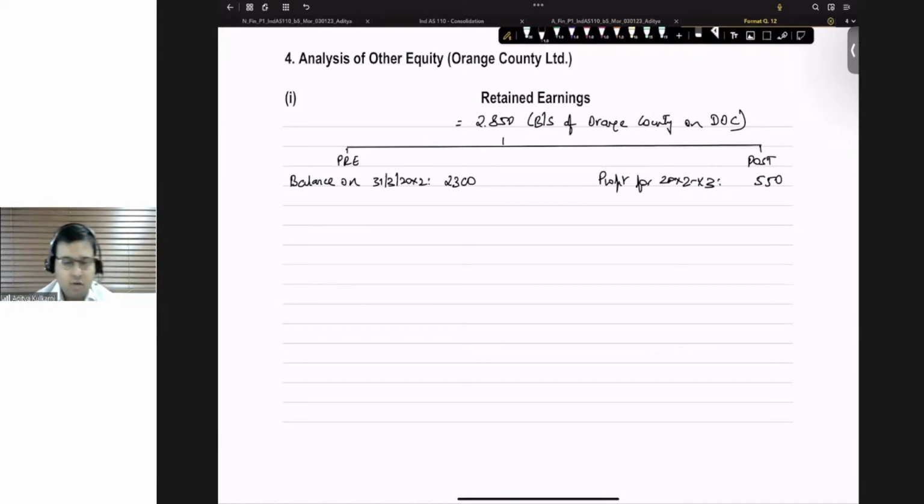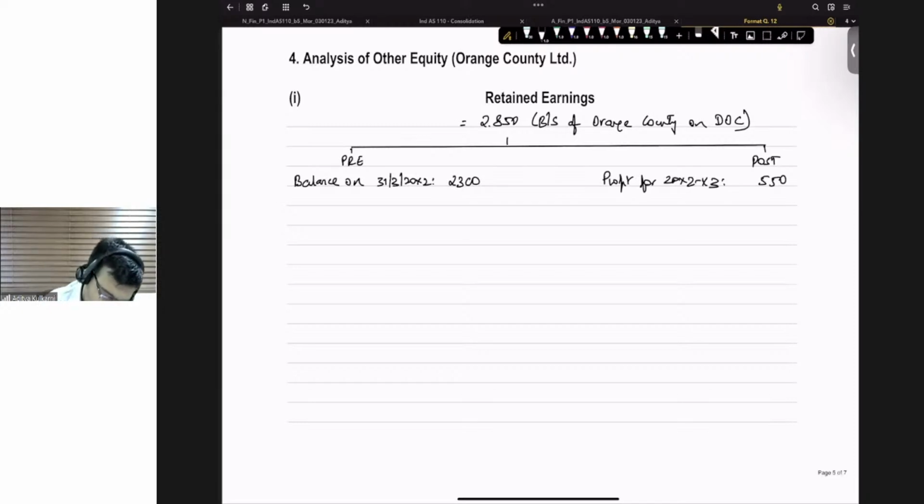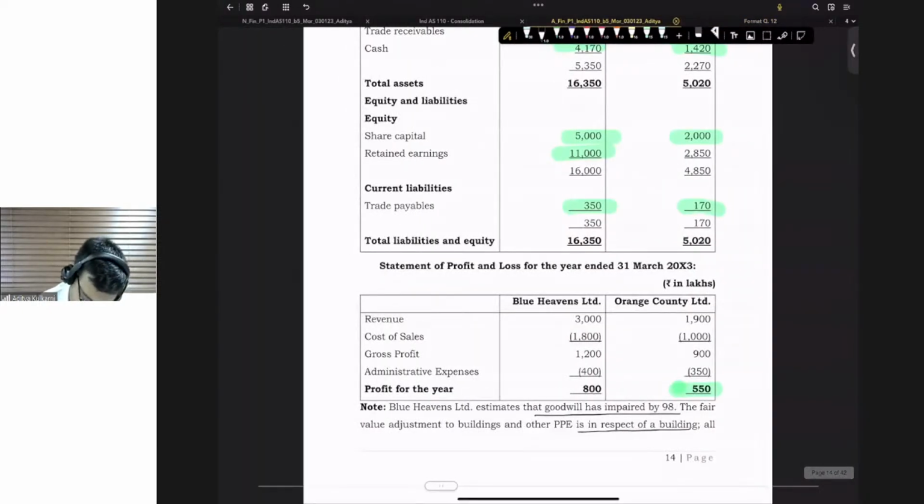So however you want to interpret, you can interpret. You can say either of the figures are balancing figures, or you can say that 2300 pre is given, 550 post is given. So that is how the question is. Okay, so you can take either of the ways. Choice is yours. As of now, this is the case. And then we move on to fair value adjustments.